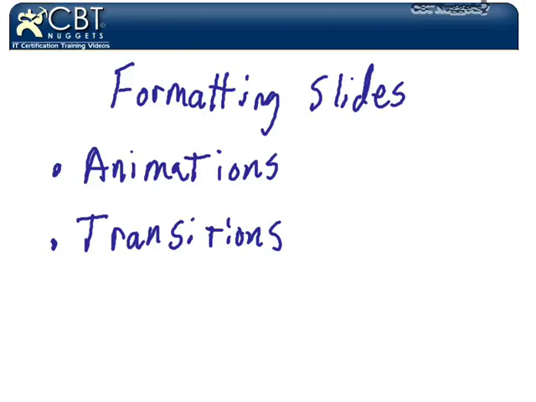There are two things that we're going to look at in this CBT nugget. Animations, which deal with things that are on a slide. And then transitions. What happens between the slides? In other words, does it fade in? Does it fade out? Does it spin around? What do you want to do with it?